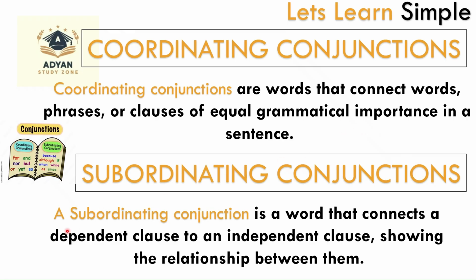Second, a subordinating conjunction is a word that connects a dependent clause to an independent clause, showing the relationship between them. Subordinating means dependent words, so they are the dependent conjunctions. It is very simple to understand that it connects the dependent clause to an independent clause. So now, as we have understood this, we'll move on to the worksheets of this topic.